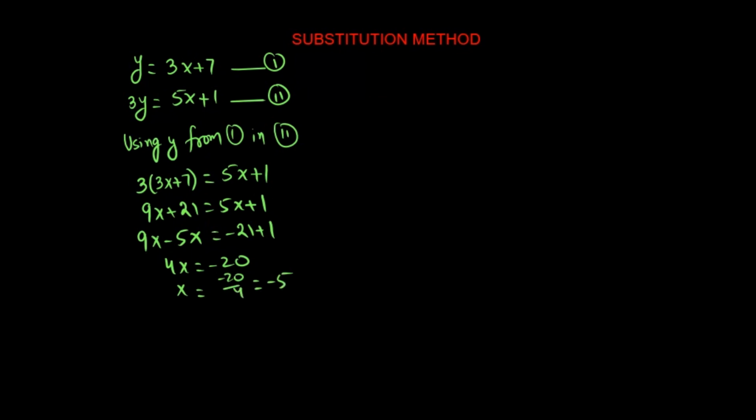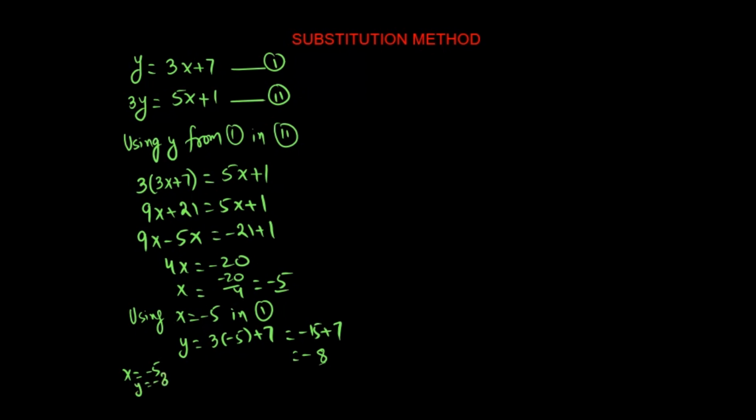Now that we have x, we use this x in either the first or second equation to find the value of y. I will write using x equals minus 5 in the first equation. y would be 3 times x, and x is minus 5, so 3 times minus 5 plus 7, which is minus 15 plus 7 or minus 8. Now we have the value of x and y. That is your solution. x equals minus 5, y equals minus 8.